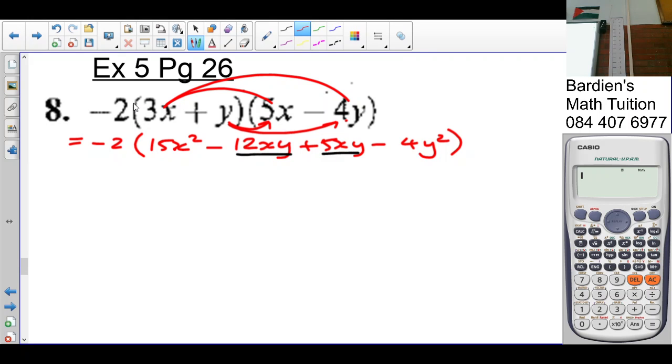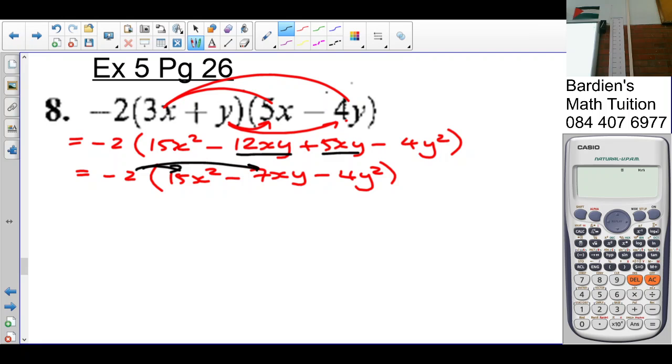So these are like terms. So it's going to be negative 2 into 15x squared. What is negative 12xy plus 5xy? Negative 7xy. Minus 4y squared. Guys understand? Now what do we do? Now we multiply this negative 2 in. Make sense? I could have multiplied the negative 2 in there, but I could have just added like terms first to make the sum a bit smaller. Okay?